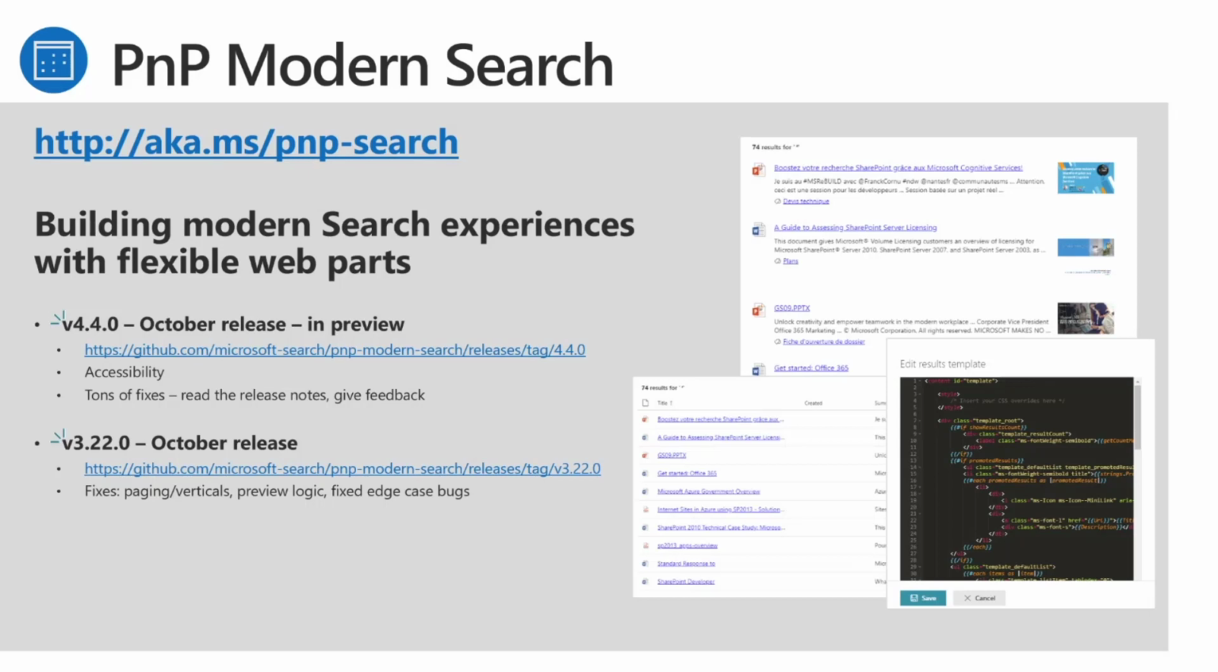4.4.0 is out. That's the October release. That's in preview, so you can check that out. Tons of fixes, read the release notes, give feedback, a lot of accessibility updates as well. And then v3.22.0 is the October release for the v3 branch. The v3 branch is in sort of maintenance mode at this point, so as possible, I encourage you to look at upgrading to the v4 branch. You'll get a lot of nice new functionality, new features. So I encourage you to do that as possible. Obviously, we can't all update immediately every time a new thing comes out.